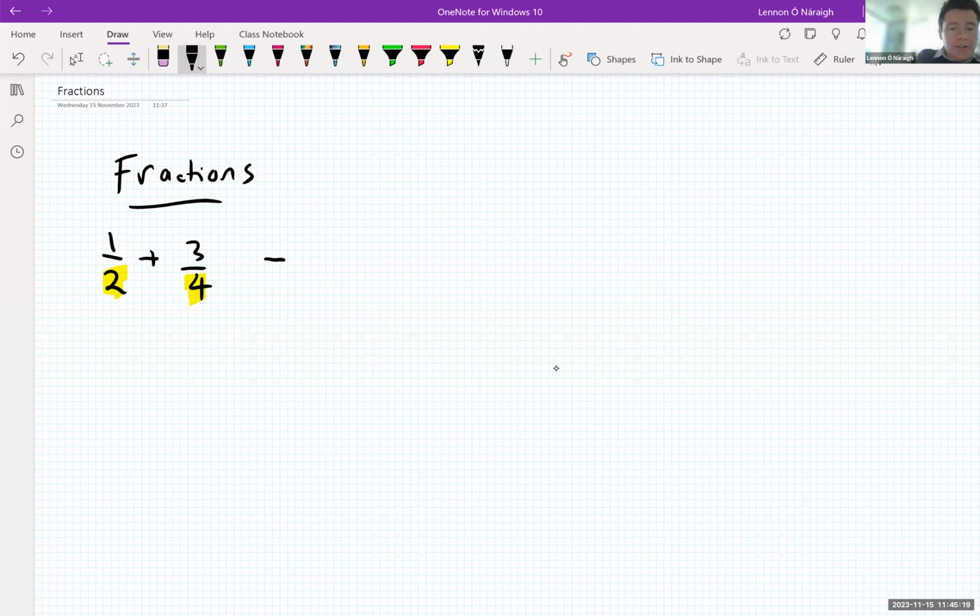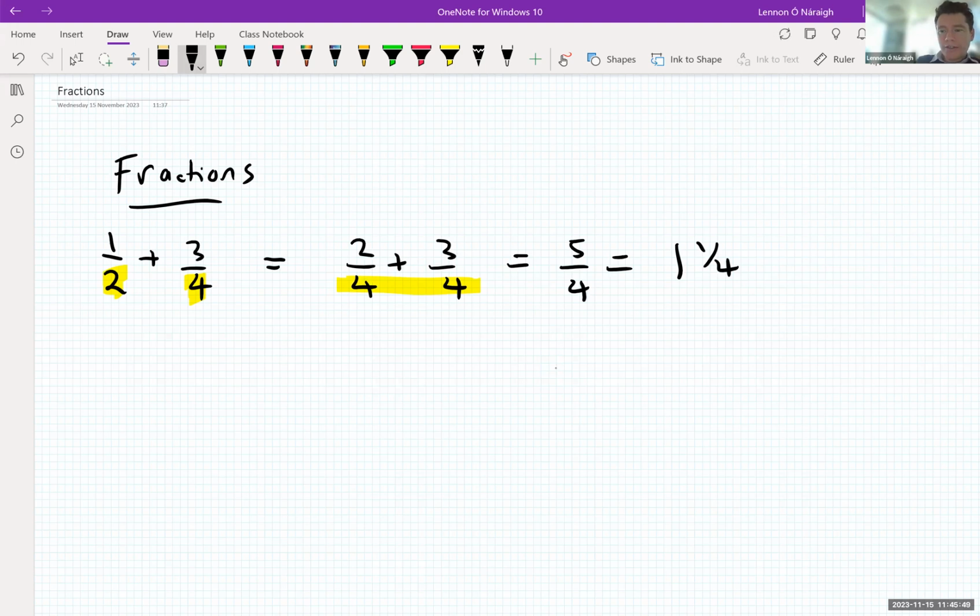So for example, in this one, I can rewrite the 1/2 as 2/4. And now the downstairs is the same in both fractions. It's a common denominator. And once the downstairs is the same, I can add the upstairs. So this would be 5/4, or 1 1/4. So that's how you add two fractions. Make sure you have a common denominator before you try anything.